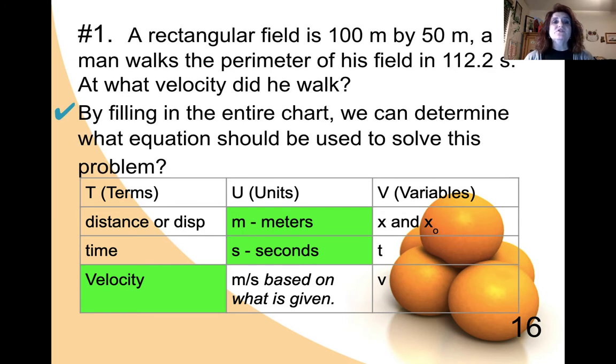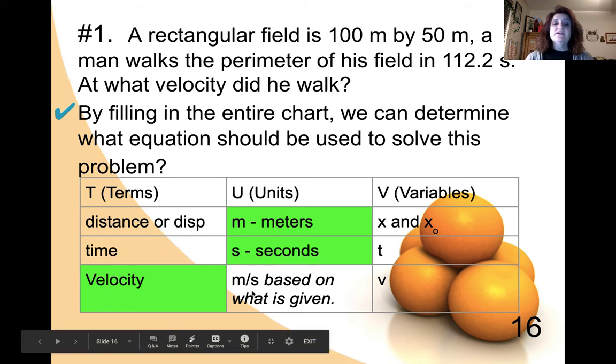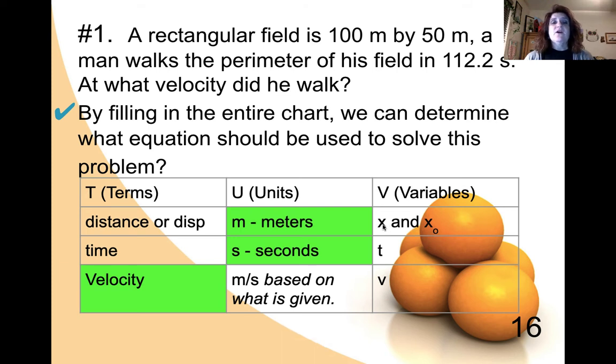By filling in the rest of the chart, you can determine what equation you would need to use to solve it. So meters is distance or displacement, seconds is time, and based on what's given, your velocity would be measured in meters per second. The variables that you are looking at, since this is a horizontal field presumably, are x and x naught, t, and v. So the equation we would need to solve this problem is kinematic simple. That's what you're doing with TUVE.